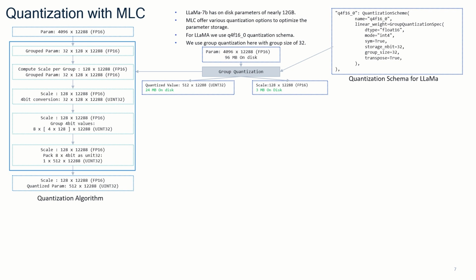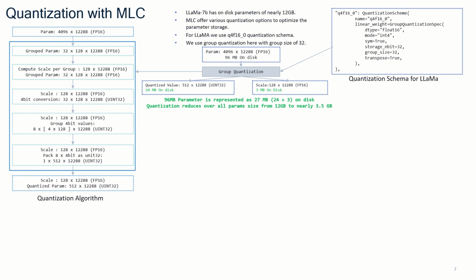So in this way, the original parameter will be converted into two smaller parameters. One is the quantized value, which is like 24 MB on the disk, and then 3 MB of smaller scale parameter. That way we can actually convert this 12 GB of parameters into 3.5 GB on the disk, and now 3.5 GB on a mobile device having about 16 GB or 12 GB of RAM.